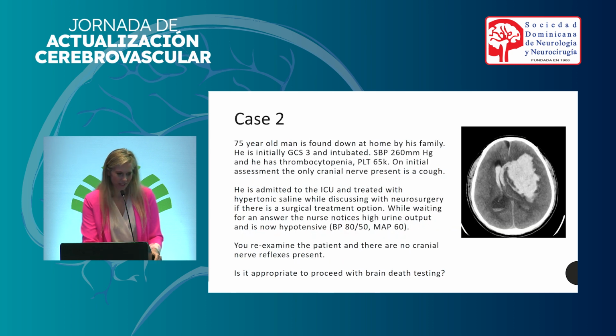One other case. This is a 75-year-old man. He was found down at home by family. He initially had a very bad exam, a GCS of 3, and he's intubated. He's hypertensive with a systolic of 260, and he's thrombocytopenic with a platelet count of 65. As you can see, that has resulted in a very large intracranial hemorrhage. On his initial exam, he only has one cranial nerve reflex, which is a cough reflex.